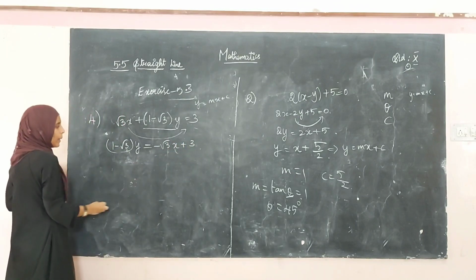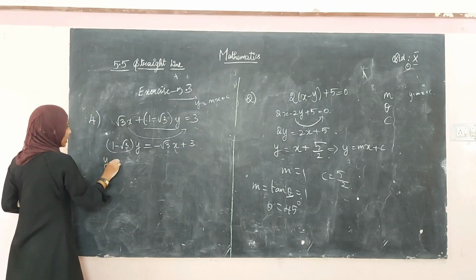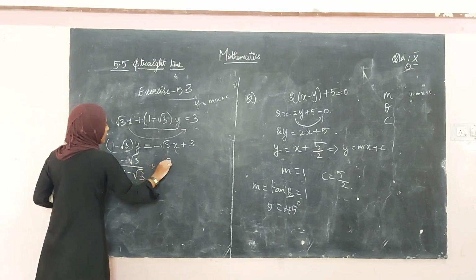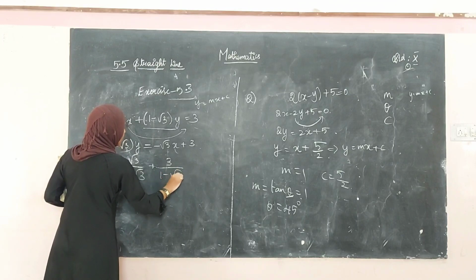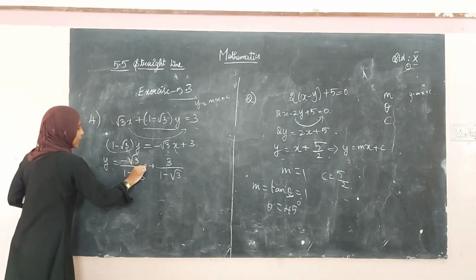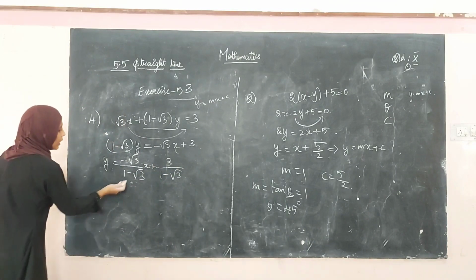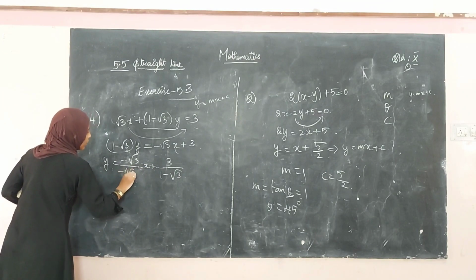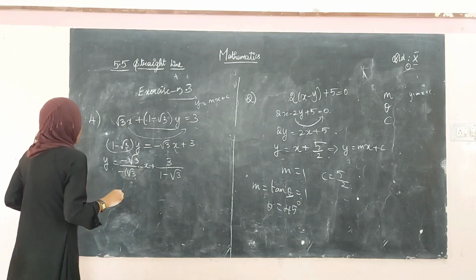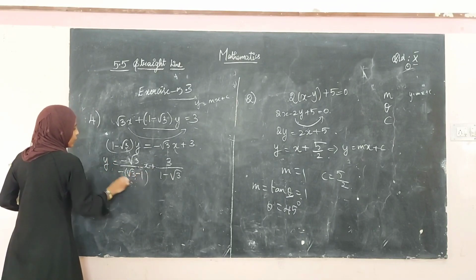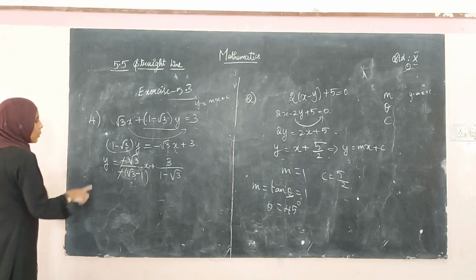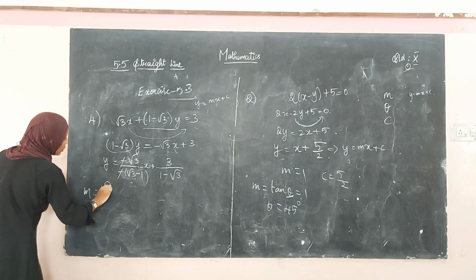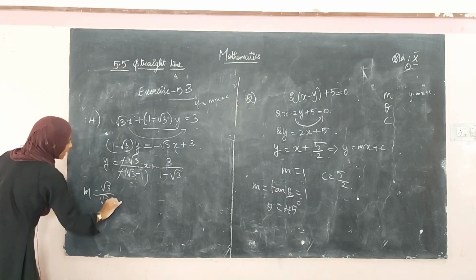Okay, so divide throughout by 1 minus root 3. So y equal to minus root 3 divided by 1 minus root 3 into x plus 3 divided by 1 minus root 3. Okay, so if you take the minus outside from here, what you will be getting is root 3 minus 1, so this minus cancels. So is it in the y equal to mx plus c format? m is equal to root 3 divided by root 3 minus 1.